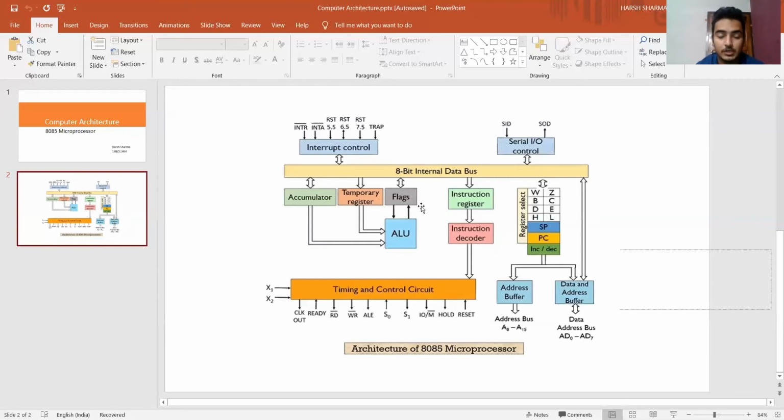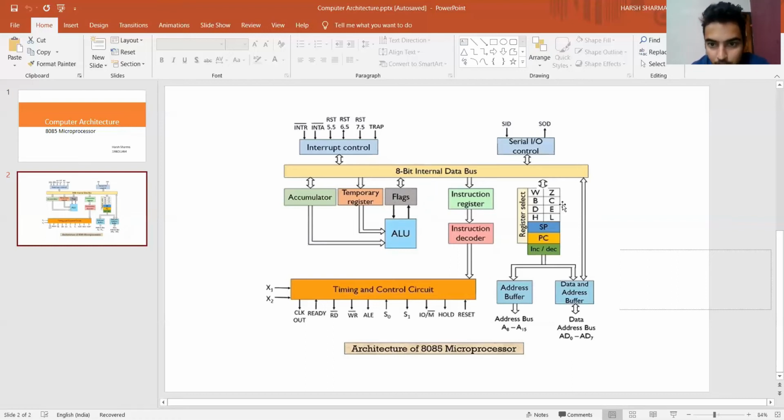For example, if we want to add 7 and 6, then we have 7 plus 6 as 13, and we have one carry. That carry will be stored by the flags. So a flag has two states, flip and flop. Flip means 0, flop means 1. So it will only store 1 and 0.